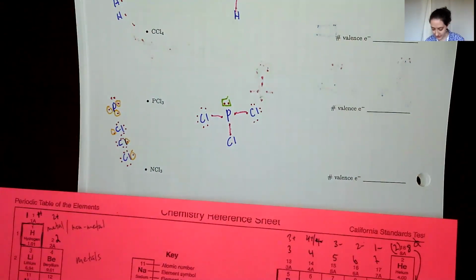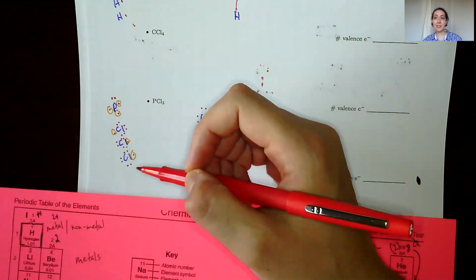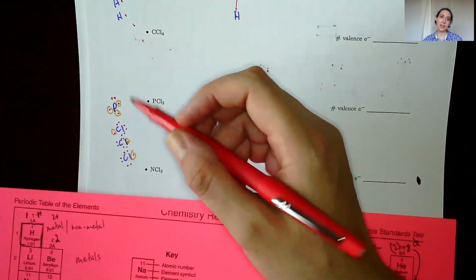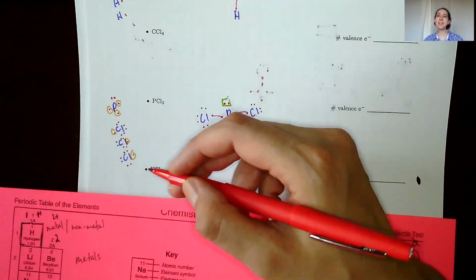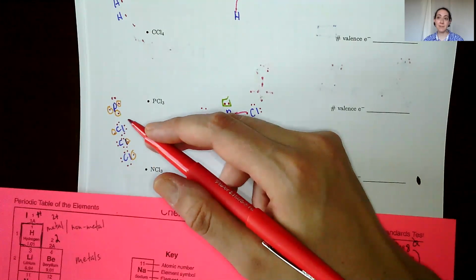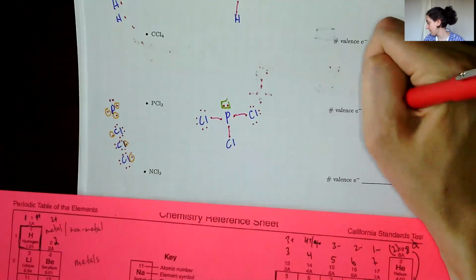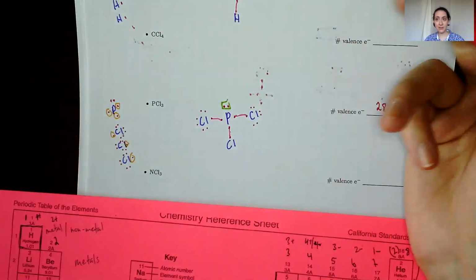Oh, we forgot to count the valence electrons. Oh no, we'll go back. Here each of these chlorines had 7. So 7 times 3 is 25. Plus 5, no, 7 times 3 is 21, pardon me. Plus 5 is 28. And let's make sure we still have 28.